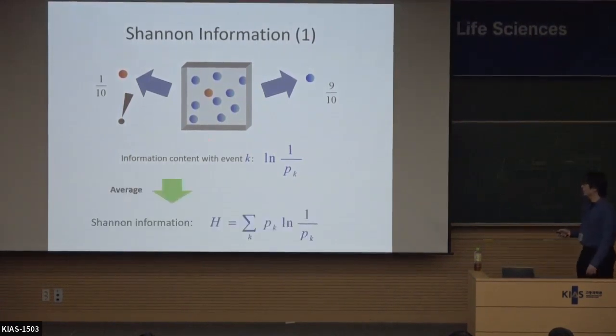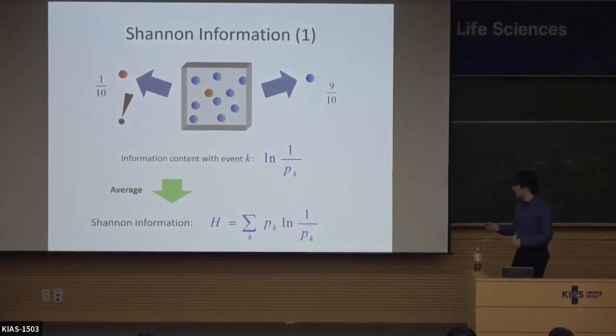And then we can take the average over all events, like blue or red, and then we have the Shannon information of this form. I think this is a very famous expression of the definition of information. So we have p_k here, and essentially this is minus log p_k. So we have the minus p log p expression of information content. That is the definition of the Shannon information.